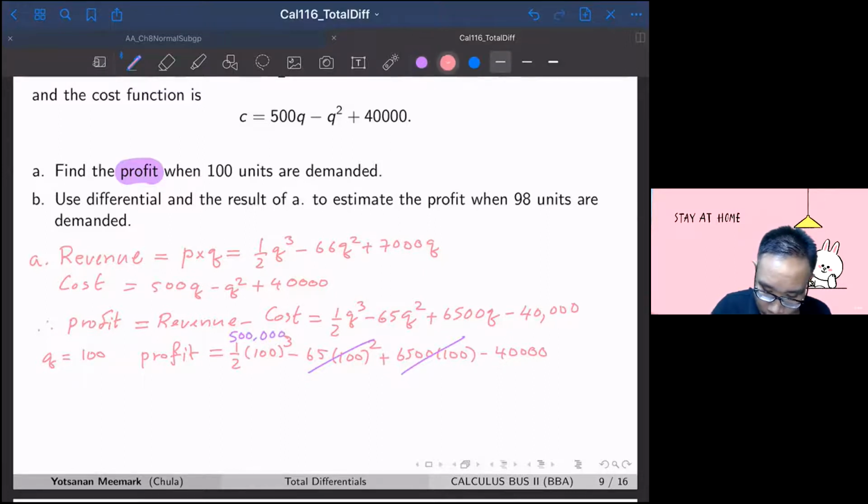So this number becomes 460,000, right? It's 460,000.